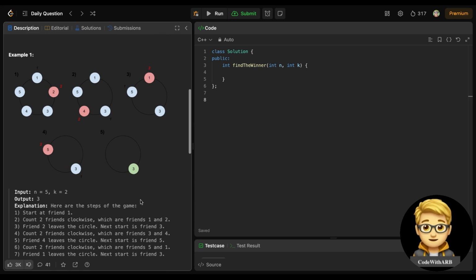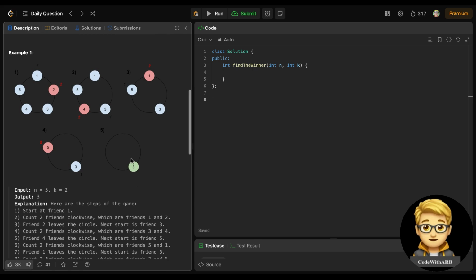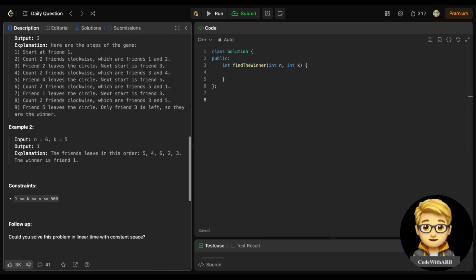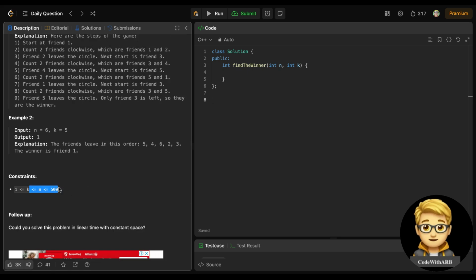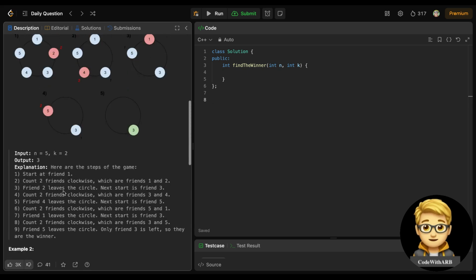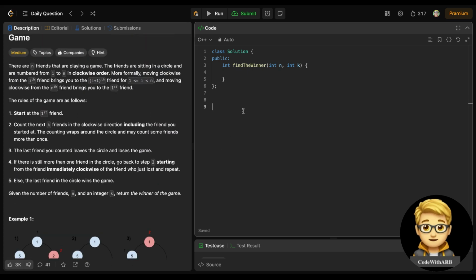So what does it mean? It means that 3 is the winner of this game. And if you see the constraints here, k and n are from 1 to 500, right? So it means I can do it in either O(n times k) of course, or I can also do it in O(n squared) for sure, right? I have determined by seeing the constraints that I can do it in both.